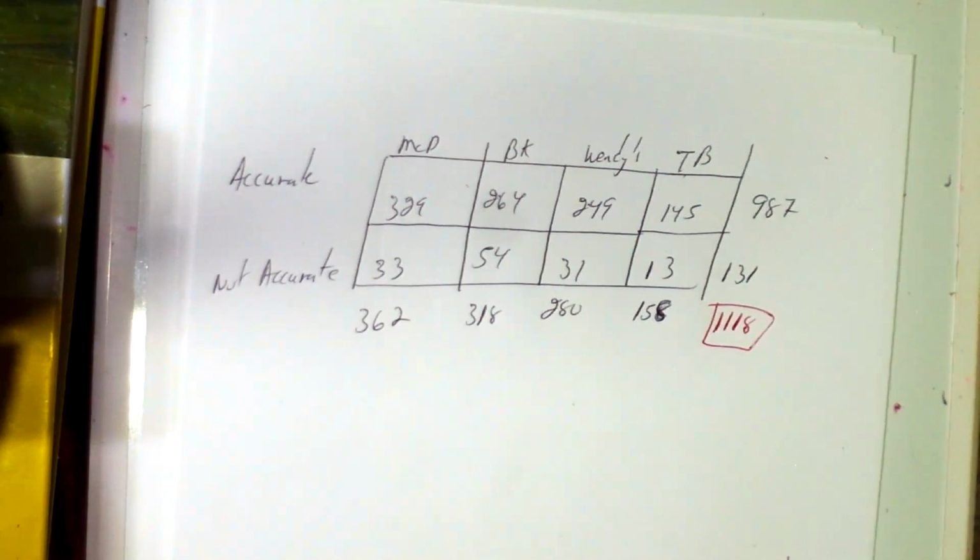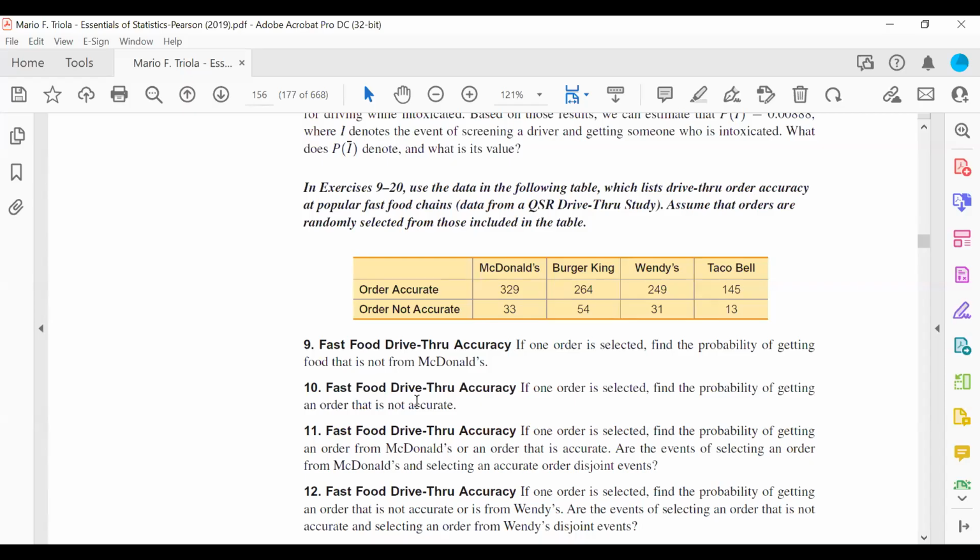All right, so I've got my table ready. I added the rows, I added the columns. We are ready to answer the question. Number 9. Now, here are your choices. Are we going to just use the probability formula, which is parts over total? Or am I going to use one of the addition rules, the one that intersects or the one that is disjoint?